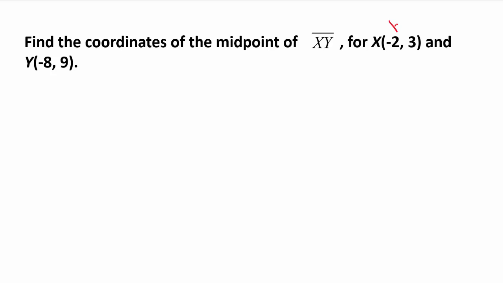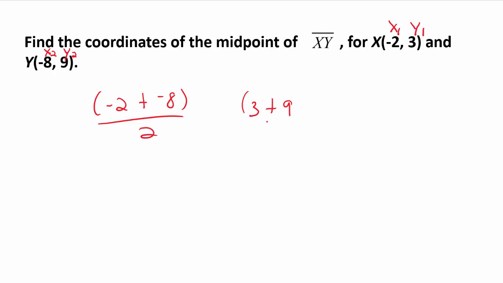x1, y1, x2, y2, and we need to find the midpoint. So we're going to go ahead and add our x's, x1 plus x2, which is going to be -2 plus a -8 divided by 2, and then add our y's together and divide by 2. So our y's are going to be 3 plus 9 divided by 2.